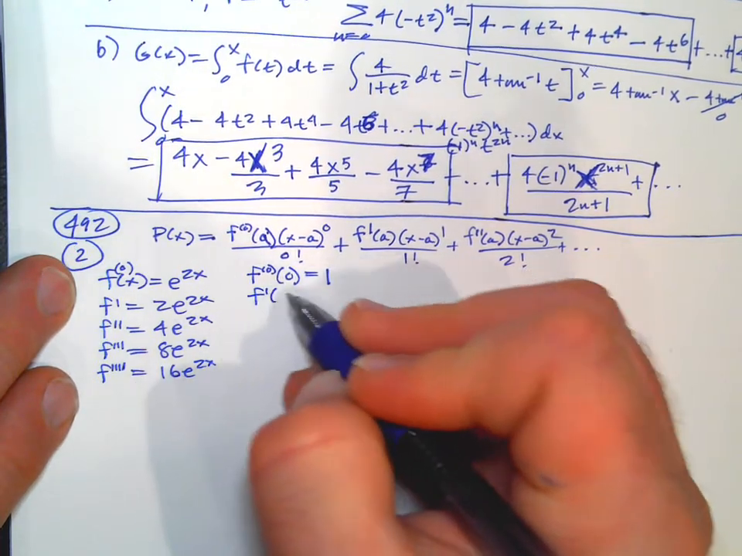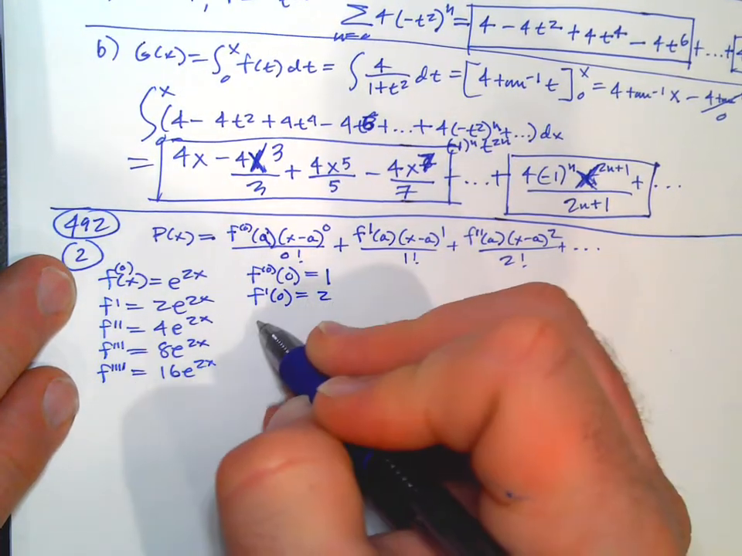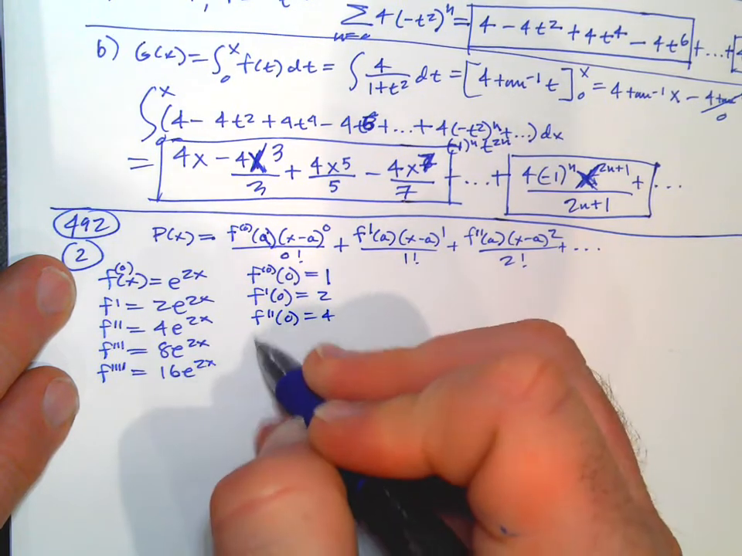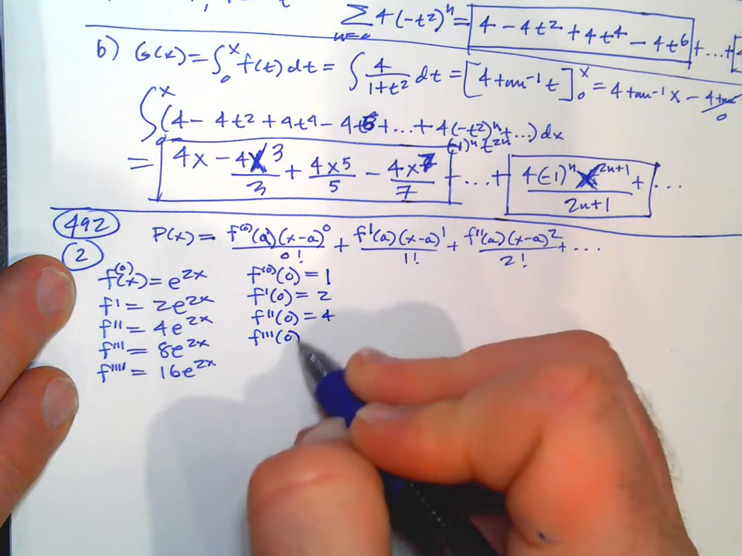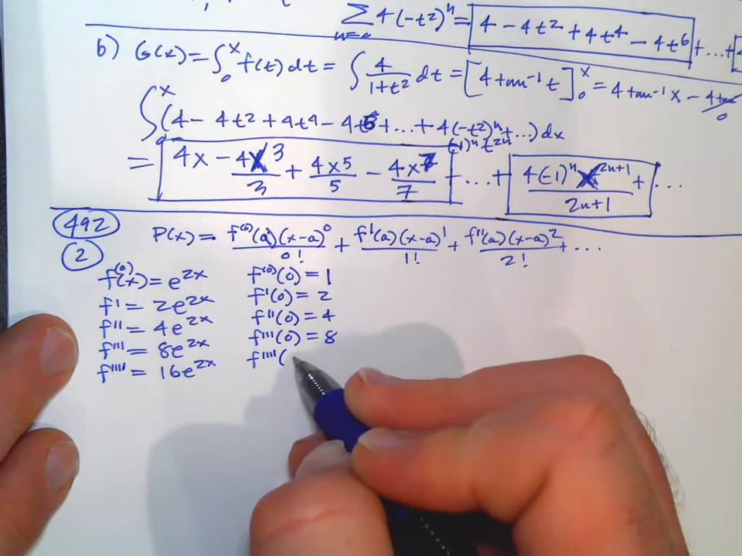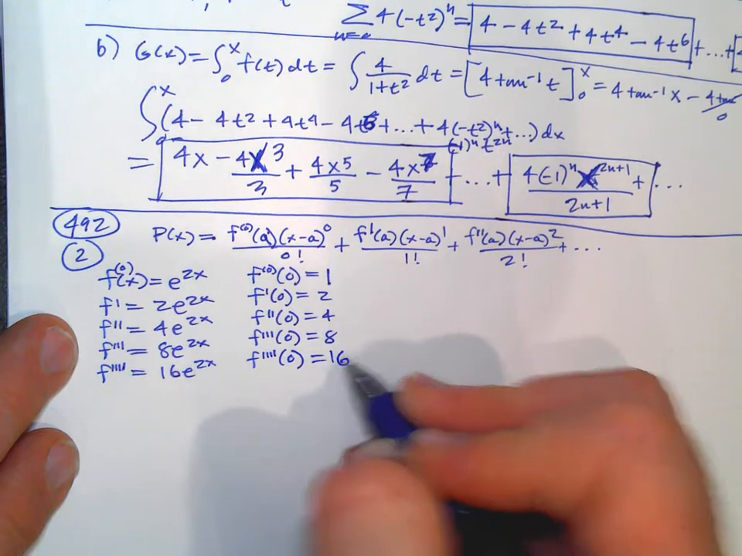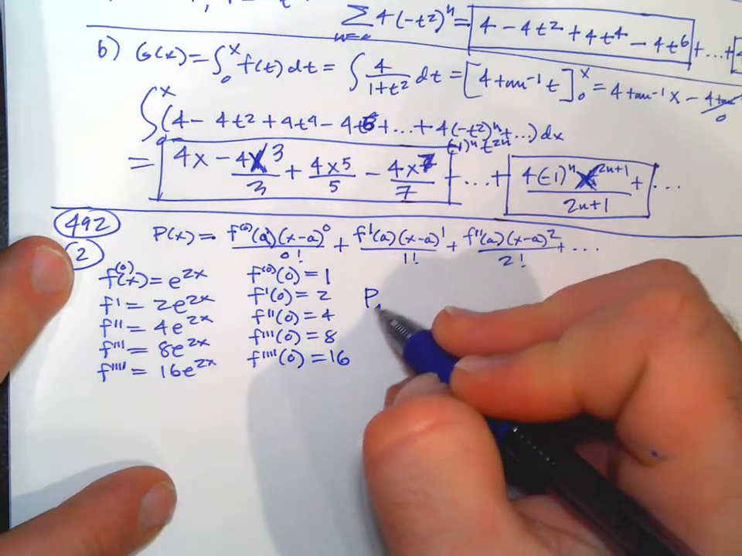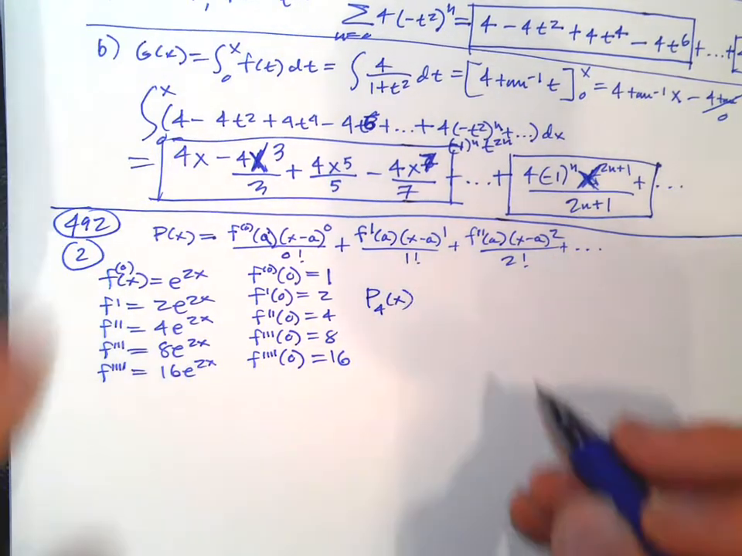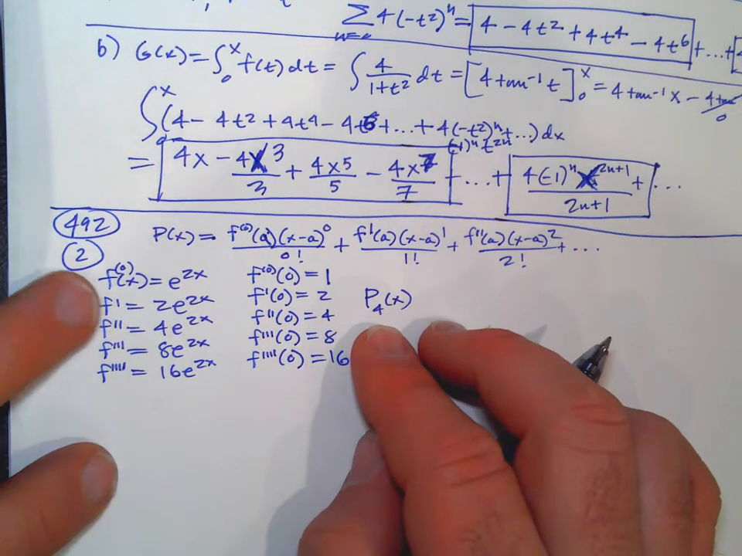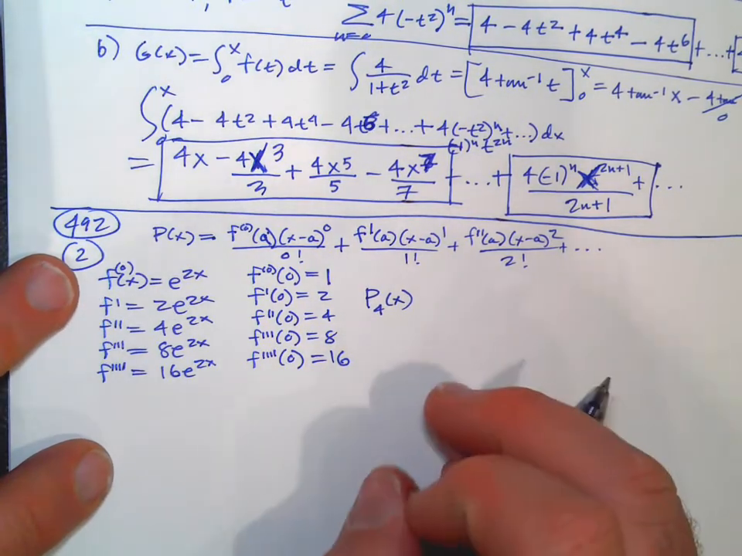And the first derivative at 0 is 2. 4. 8. 16. And then we write it. And this is the way you write it. You write P sub 4. Capital P is for Taylor polynomial, P for polynomial. The subscript 4 is fourth order.